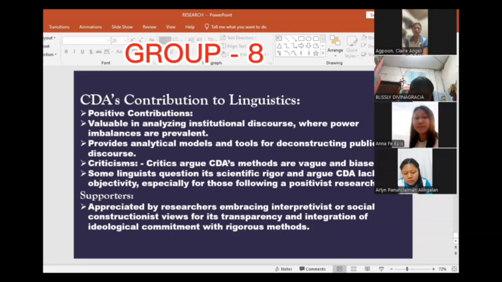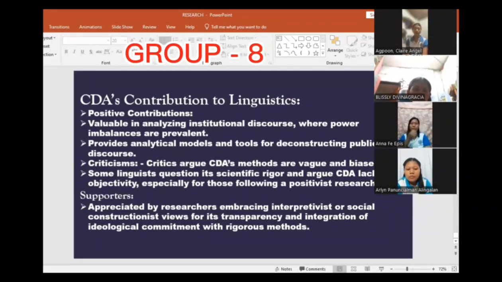However, proponents of CDA appreciate its transparency in the way it links language to power, viewing it as a valuable tool for exploring how language shapes social realities and reinforces ideologies.